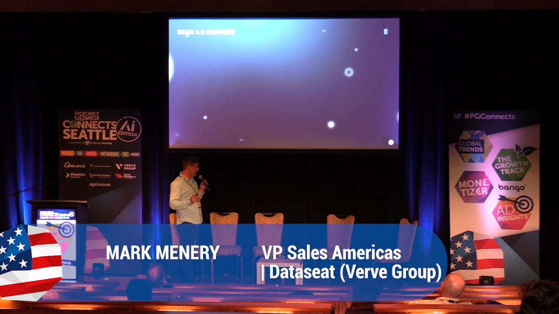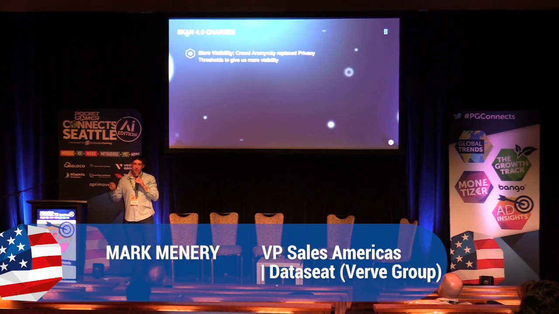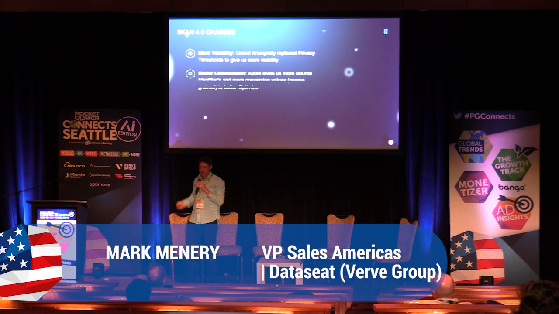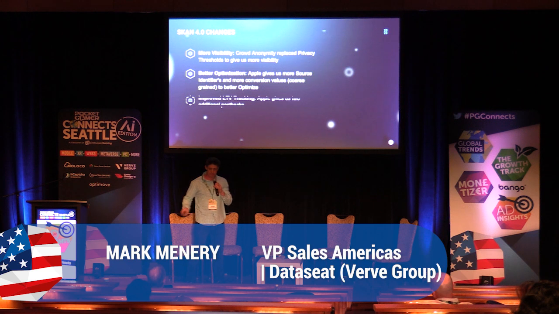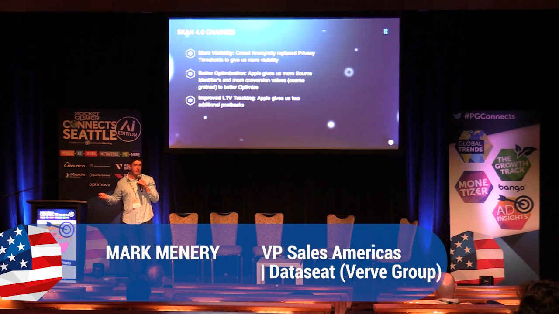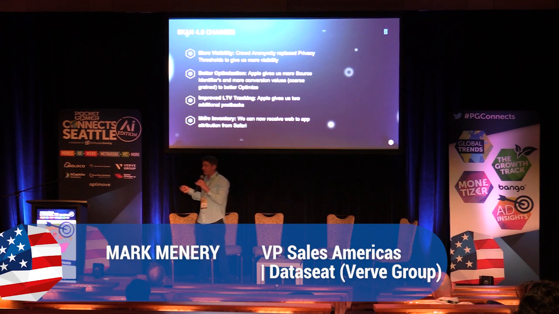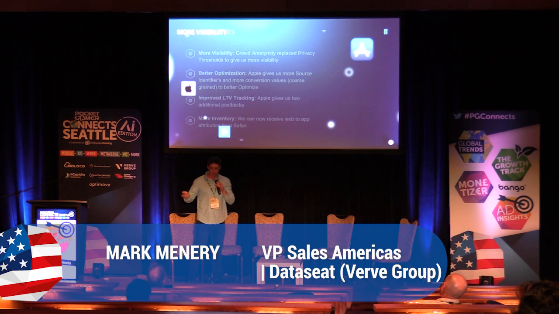Let's talk about high-level changes with SKAN 4.0 and sort of what we got. Well, first and foremost, we got more visibility. So something called crowd anonymity was introduced, and it sort of loosened up privacy thresholds, okay? We got better optimization. So Apple gave us more source identifiers and more conversion values in order to help us better optimize. We got improved LTV tracking. We have the ability now to actually get more postbacks on our campaign and something called the lock window that we can enable. And we have more inventory to optimize off of. So SKAN 4.0 gave us web to app attribution, so now we can attribute conversions across mobile web. So we're going to go through all of these in more detail.